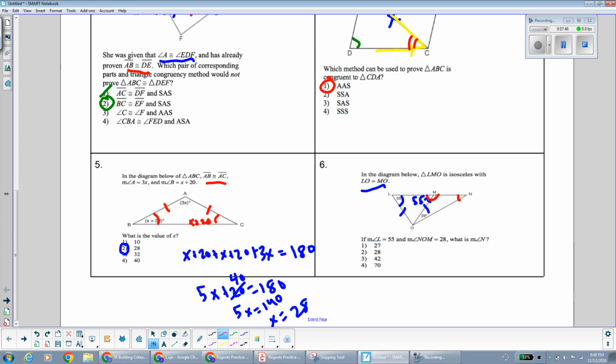So that is 125. And now in this triangle over here, triangle MON, we have two angles. We just need to find the third one. So I'm going to add up 125 and 28, the two angles that we have. And that is 153. All three angles of any triangle add to 180. So I'm going to subtract 153 from 180. And I got 27 degrees for angle N.